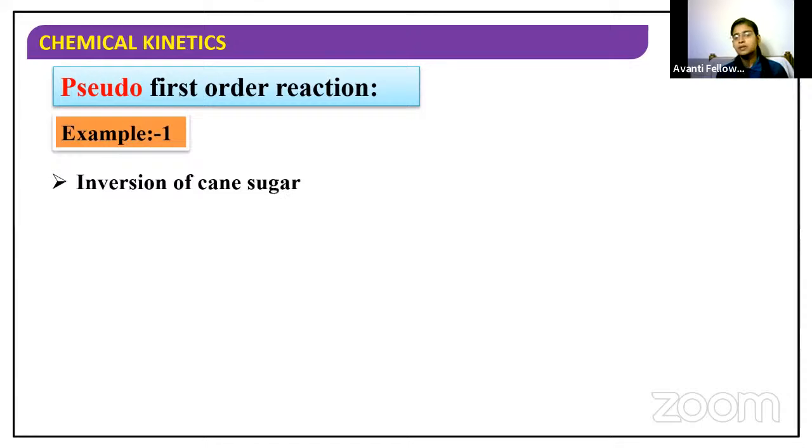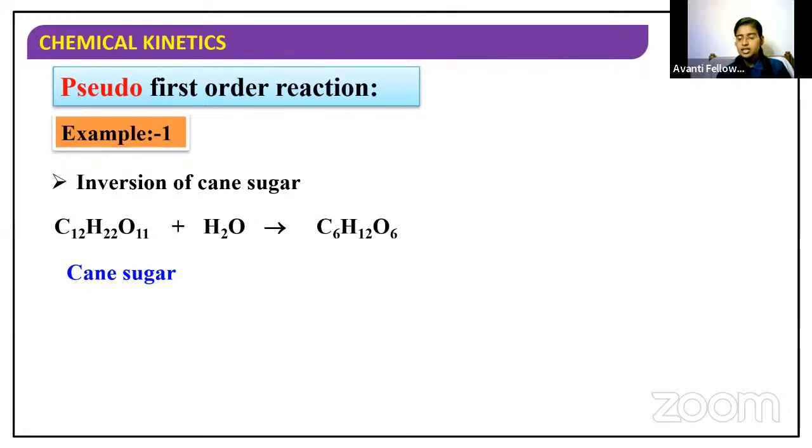So the first example is inversion of cane sugar. Cane sugar means sugar cane, which contains sucrose. So what is the formula for sucrose? C12H22O11. This is the cane sugar, which is called sucrose, and we are going to hydrolyze this. Hydrolysis means addition of water. If we hydrolyze this cane sugar, we will get C6H12O6 glucose and C6H12O6 fructose.